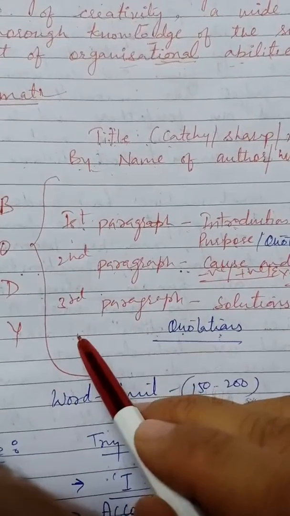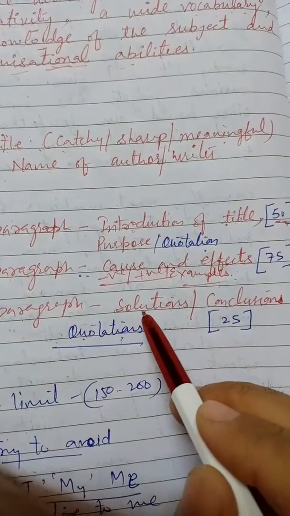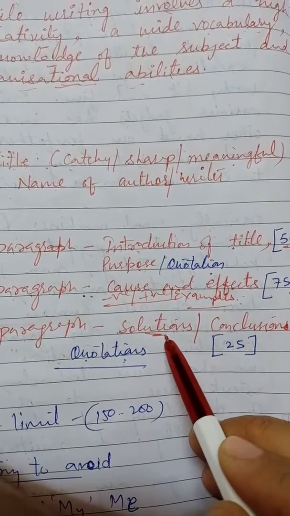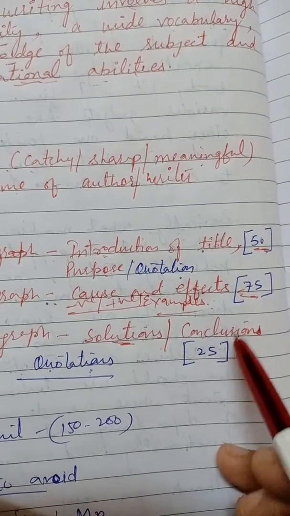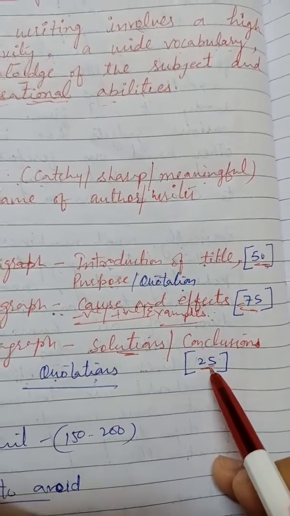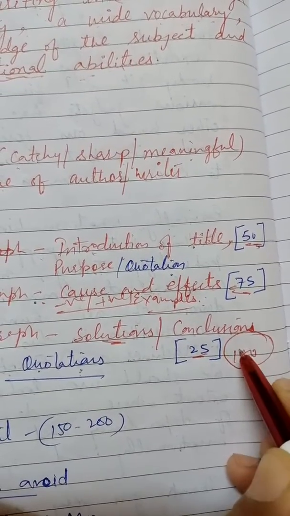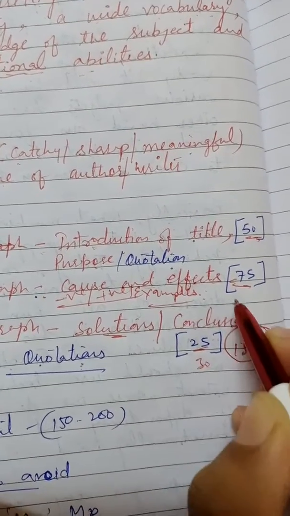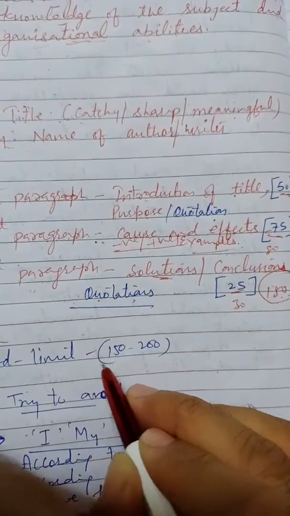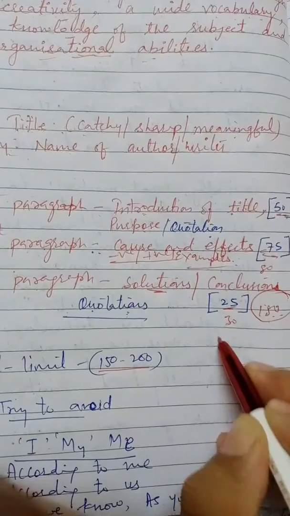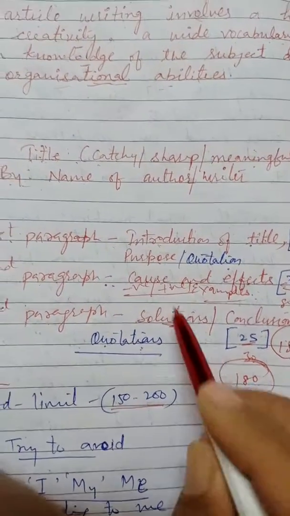Now the third paragraph goes for the conclusion, but it also provides some solutions. So in the second paragraph approximately 75 words, and in the third paragraph approximately 25 words. It becomes approximately 150. If you cross it, like 30 or 80 more, it crosses 150, because the word limit is 150 to 200, so approximately 180 you cover.